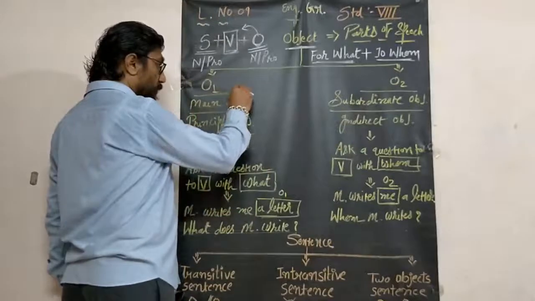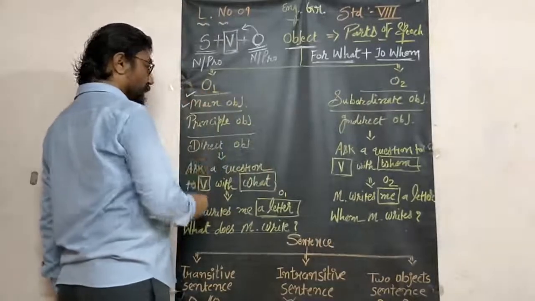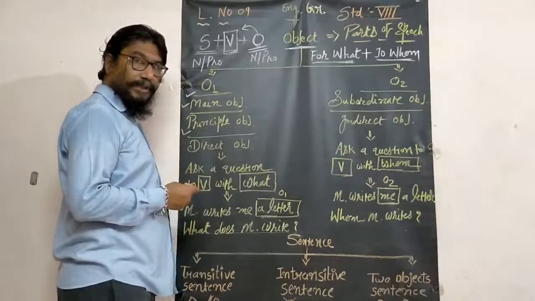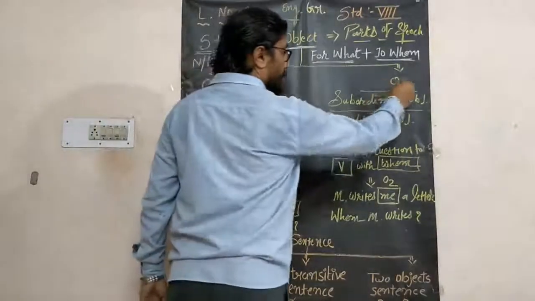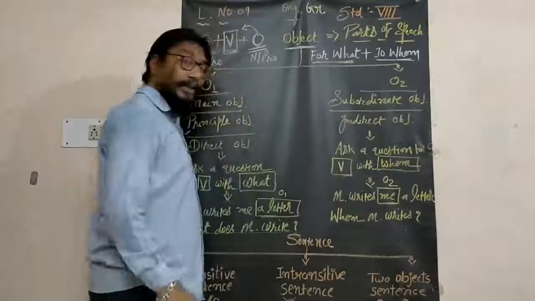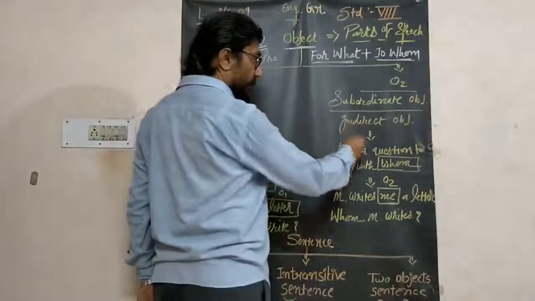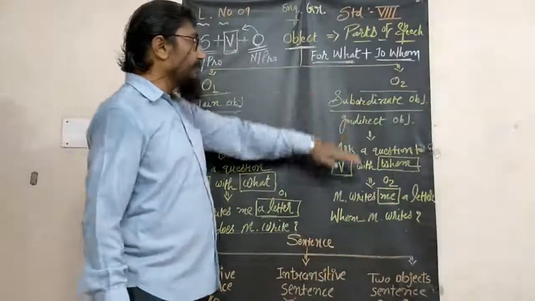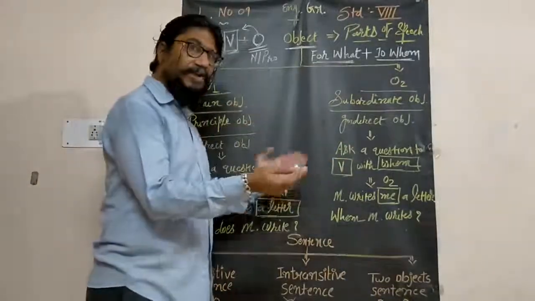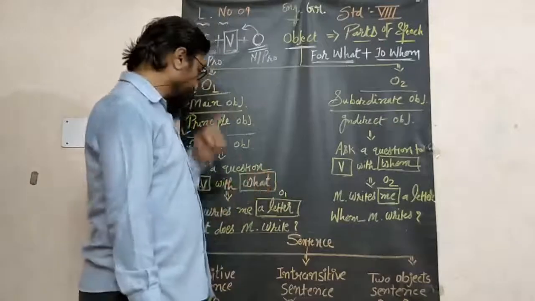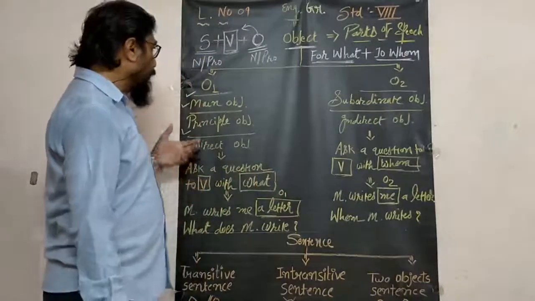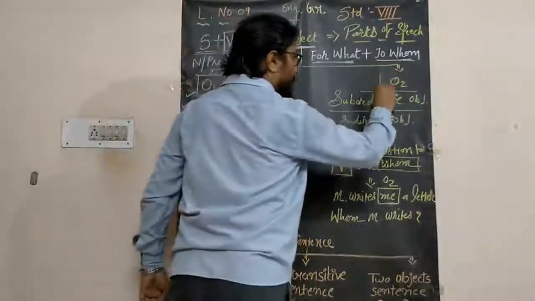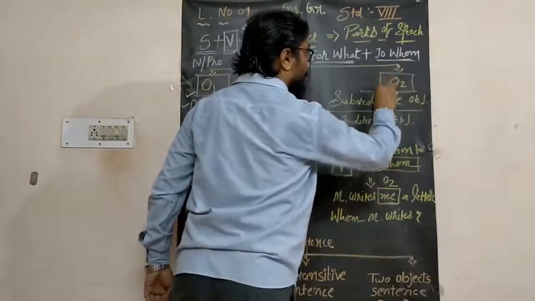O1 is also known as main object. This is also known as principal object. Principal is not written, principal object is written. O2 is written, next to that is subordinate object, next to that one is indirect object. These all are the names, the classification of object. How will we come to know that this is O1? How will we come to know that this is O2?